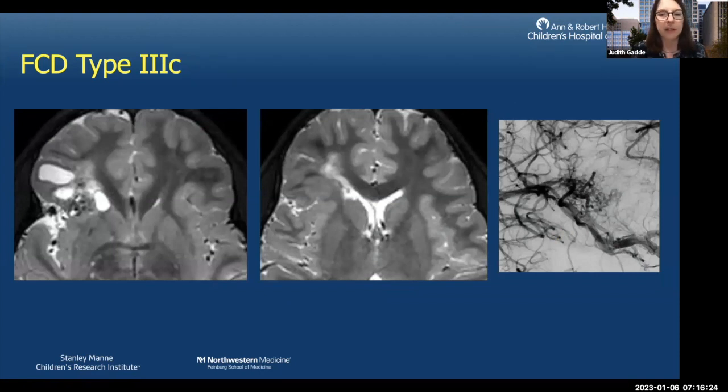Here's a type 3C. So this is the type that was associated with the vascular malformation. This ended up being an arteriovenous malformation, as we can see on the diagnostic angiogram here on the right. But on the axial T2 here, we can see some cystic changes. We see those T2 hypointense flow voids associated with the AVM. And then in the white matter of that adjacent right frontal lobe, we have some increased T2 signal.